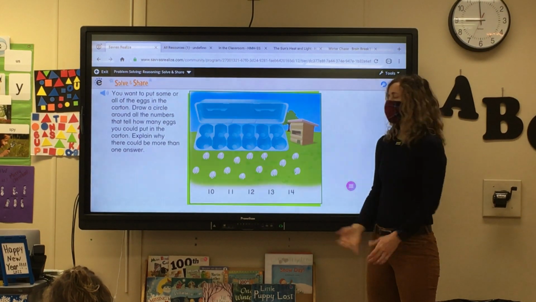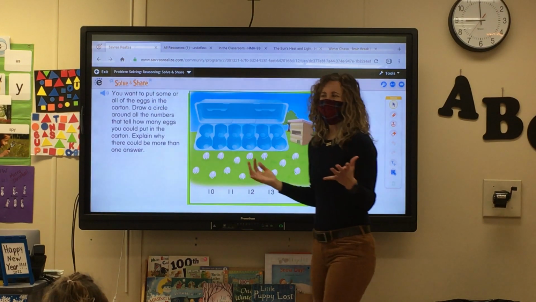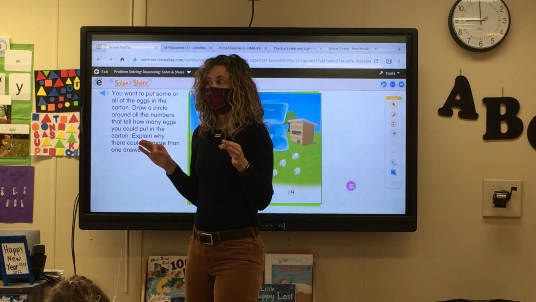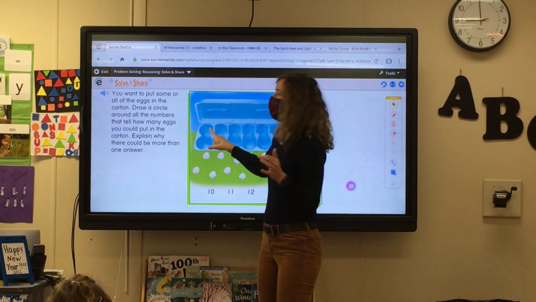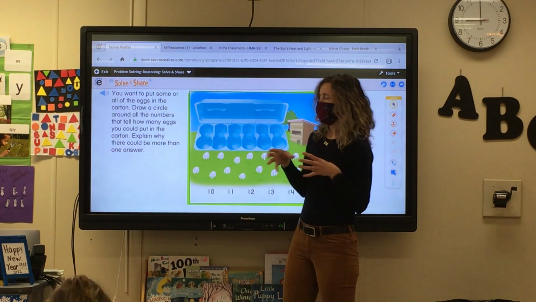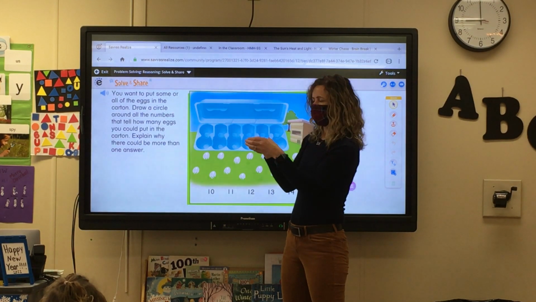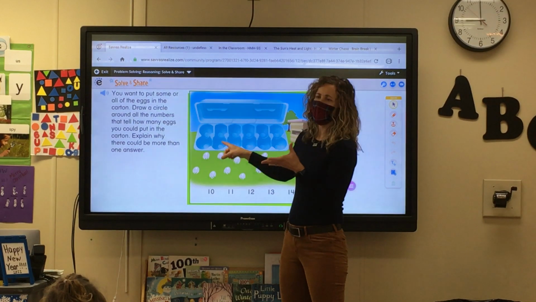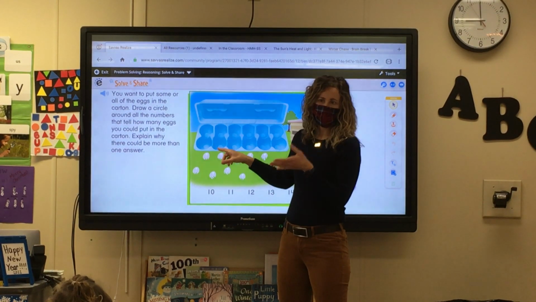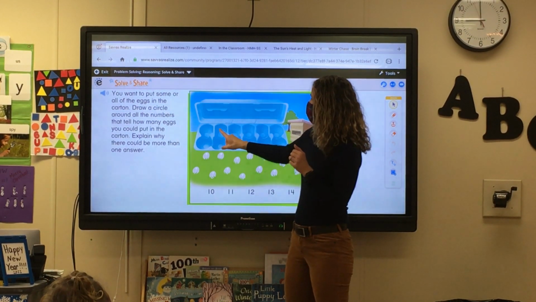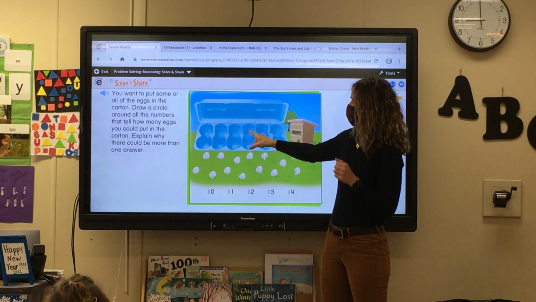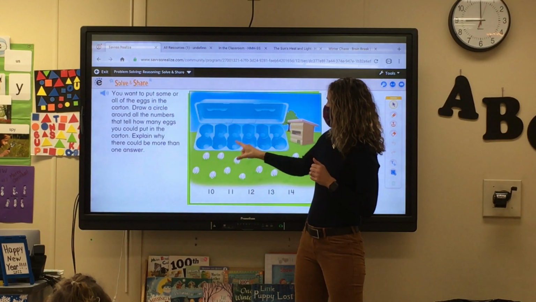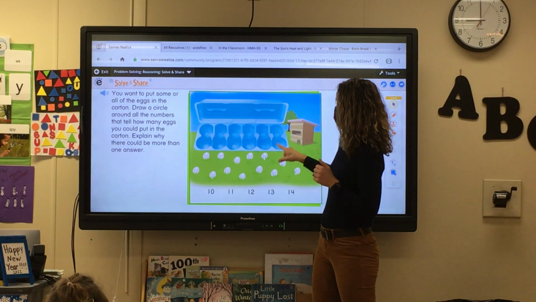So first of all, we need to figure out how many spaces are there in this carton for the eggs. All right, so let's count. Do you know how an egg carton works? Okay, so each of these is like a little spot, like a little bowl for it, right? Okay, so let's count the spaces in an egg carton. Can you count with me, please? Here we go. 1, 2, 3, 4, 5, 6, 7, 8, 9, 10, 11, 12.